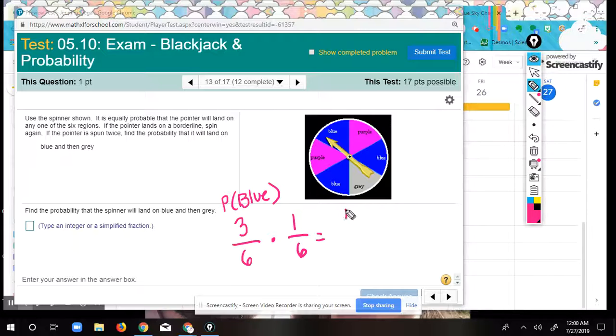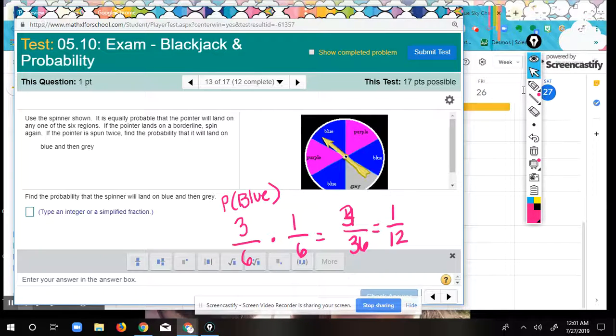So all we have to do is multiply across. 3 times 1 is 3, and 6 times 6 is 36. And then we reduce. That would be 1/12. So you find the probability of blue, and then you find the probability of gray, and then you multiply.